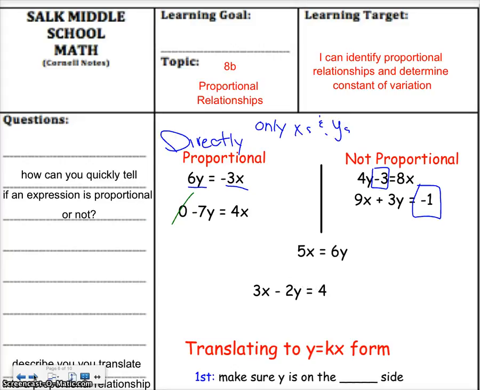5x equals 6y. Yes or no? Yes. Only x and y. 3x minus 2y equals 4. Yes or no? Why? The 4 made it not directly proportional.